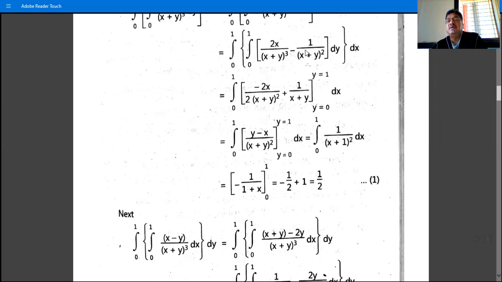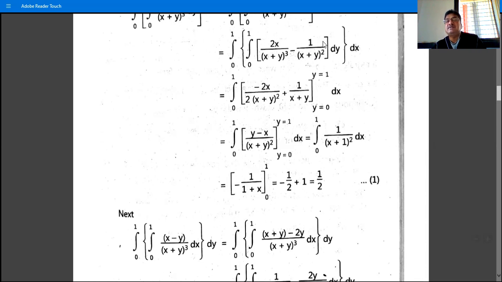And the integration of 1 by (x plus y) squared is again with respect to y, which means x is constant, and this factor is of the type ax plus b, and therefore it is (x plus y) raised to minus 2, after simplification. And then the integration is (x plus y) raised to minus 2 plus 1, divided by minus 2 plus 1.